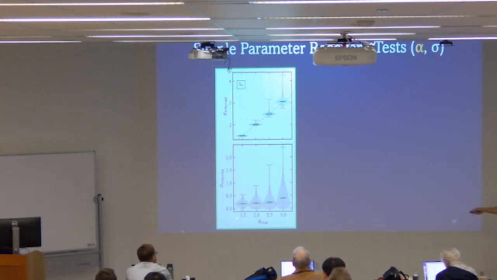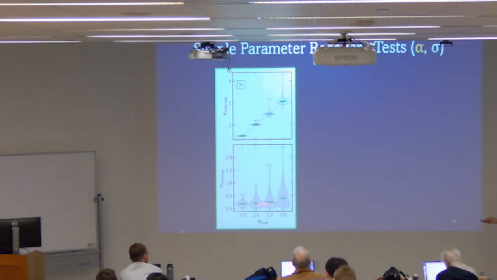So I have 4 different permutations of alpha: 1.5, 2.0, 2.5, and 3.0. Again, alpha is the slope. And then I have the inferred value of alpha versus the inferred value of sigma. And if you just pay attention to the top panel, you can see the violin plot shows our posterior distribution from the MCMC. We're doing pretty well at recovering what we've input into the model.